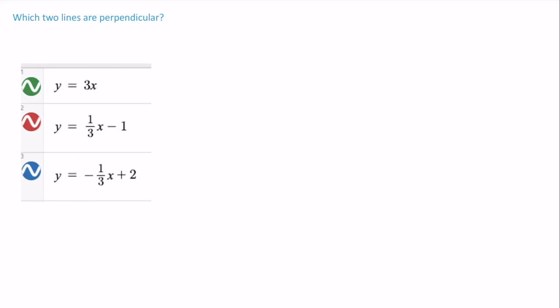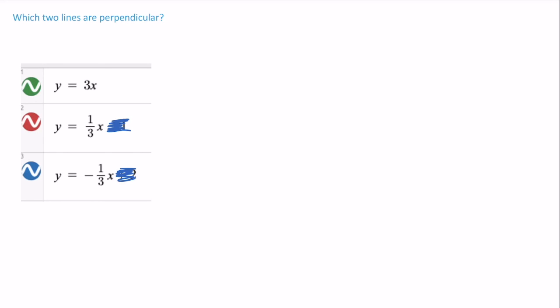Which two lines are perpendicular? So again, all we're looking at is the slope. So again, I do not care. Look, the y-intercept here is -1. I'm just going to block it out. Y-intercept here is 2. I'm just going to block it out. I don't even care. All that matters is the slope. If the slopes are negative reciprocals, they're perpendicular.